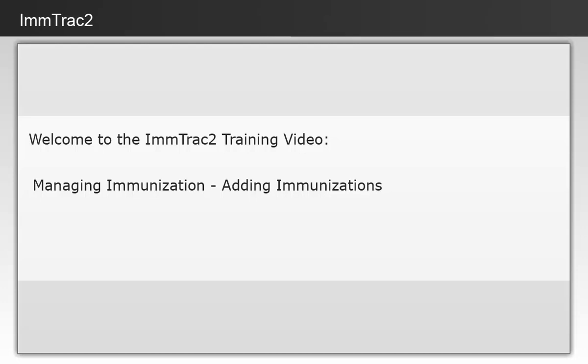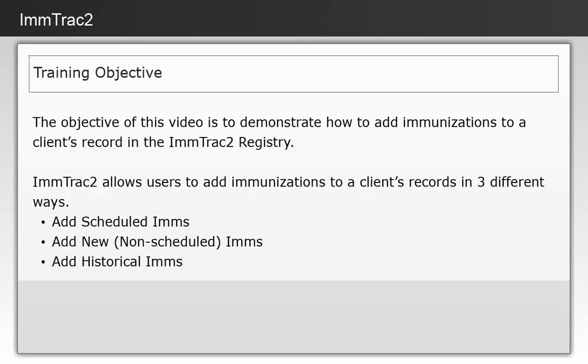Welcome to the MTRAC 2 training video, Managing Immunizations, Adding Immunizations. Training Objective. The objective of this video is to demonstrate how to add immunizations to a client's record in the MTRAC 2 registry. MTRAC 2 allows users to add immunizations to a client's record in 3 different ways. Add scheduled IMs, add new non-scheduled IMs, add historical IMs.